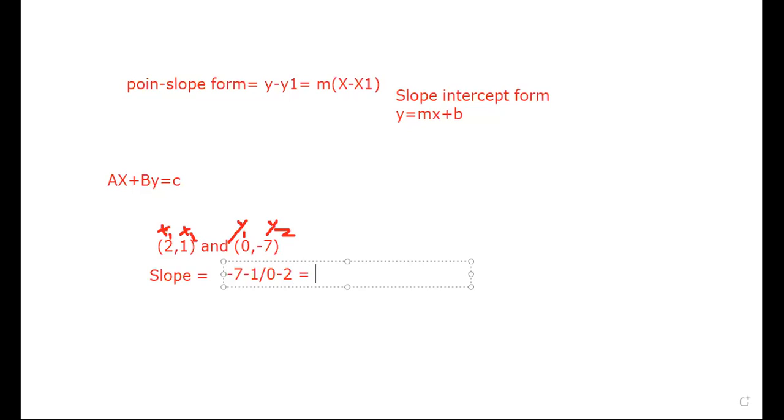So we said again, -7 minus 1, y2 minus y1 over x2 minus x1. I made a mistake here. I'm sorry.